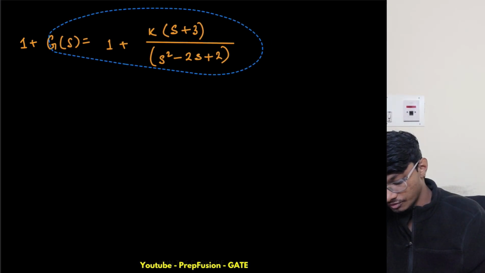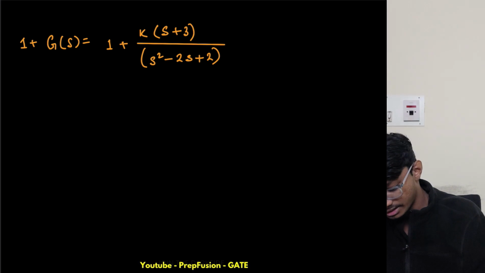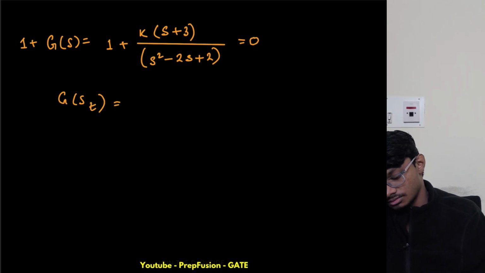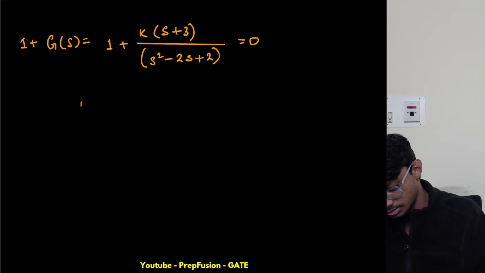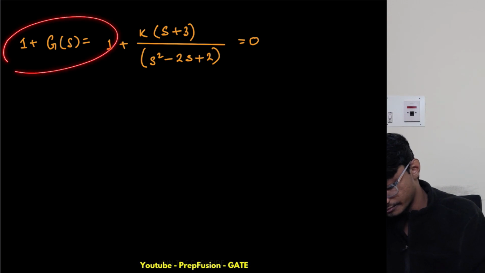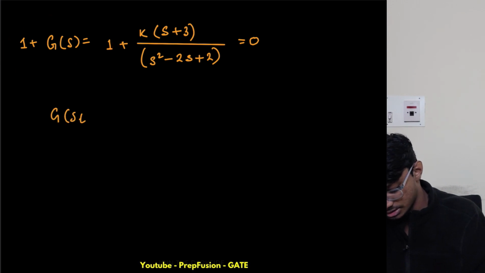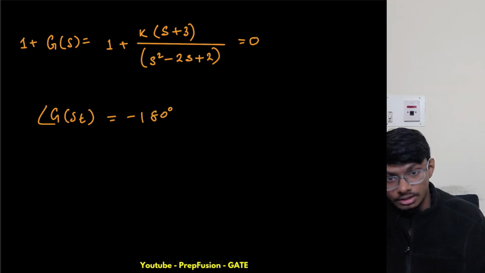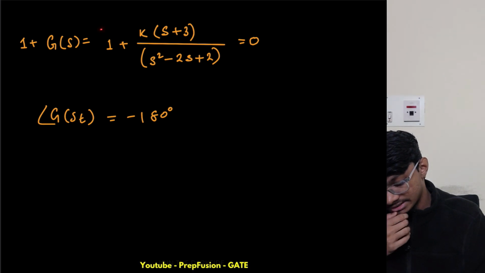Now if we know all this, what was the angle condition? The angle condition was basically, if I have g at the test point, this should be equal to 0. If I find the angle of the whole equation, what do I get? I get that my g at the test point should be equal to minus 180 degrees, right?